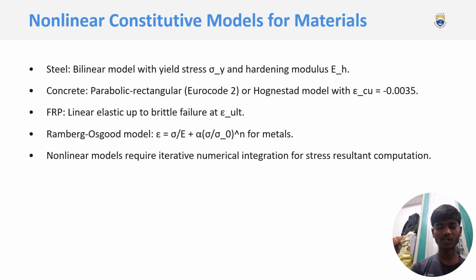Nonlinear constitutive models for materials. This is the Ramberg-Osgood model. Linear elastic up to brittle failure at epsilon u. Ramberg-Osgood model: epsilon equal to sigma by E plus alpha times sigma by sigma 0 to the power of n, for metals.